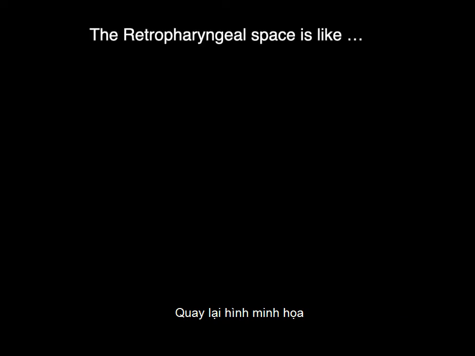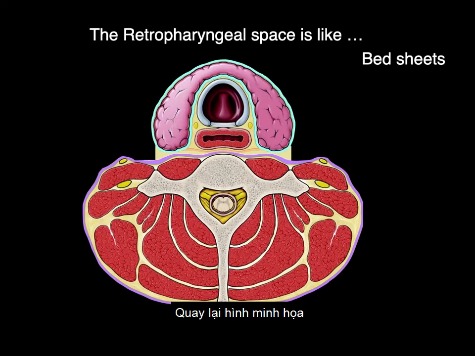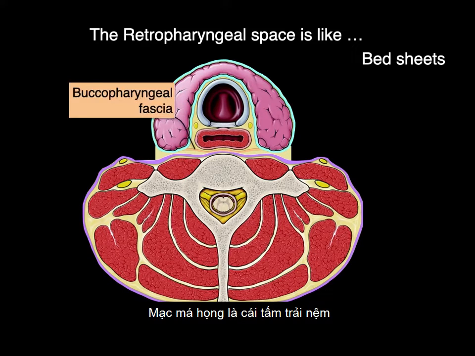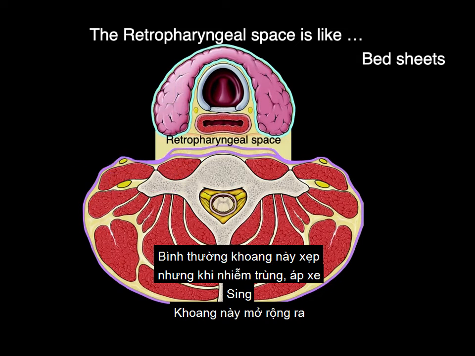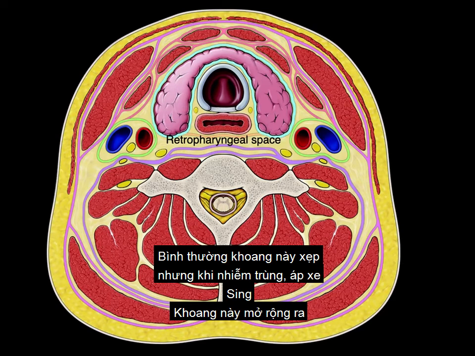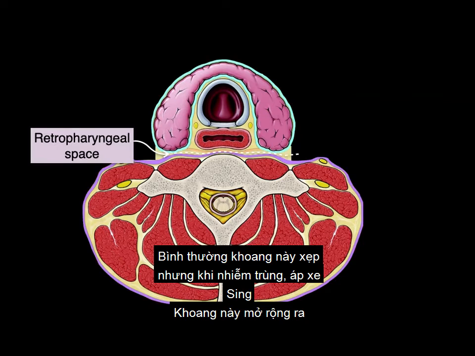Well, the retropharyngeal space is like bed sheets. So here we have the buccopharyngeal fascia, one bed sheet, the alar fascia, the other bed sheet, and then the cozy retropharyngeal space is right in there. But the only way to do it is you have to force your way into that and then force it open like that, which is how we see it in these pictures all the time. But those pictures are actually misleading because that's not the way it looks all the time.